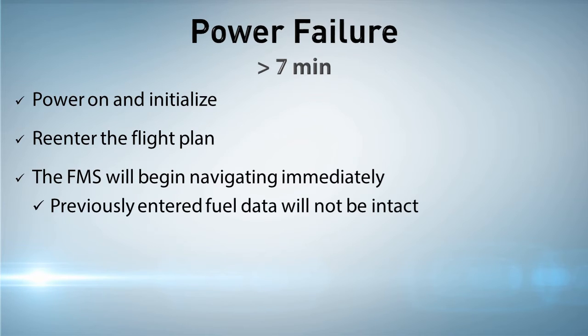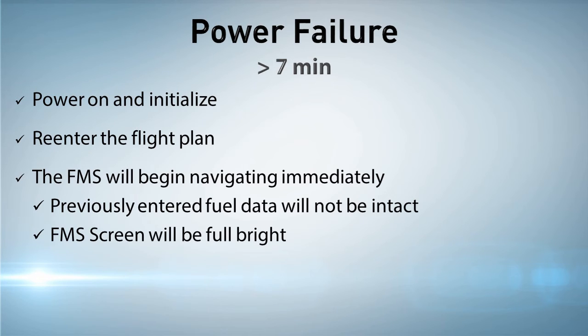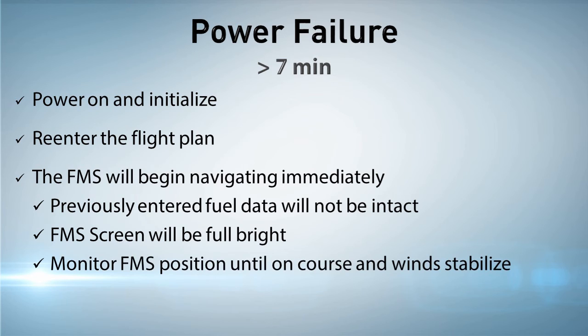Previously entered fuel data under the Fuel function key will not be found intact. Following a power loss, the current fuel on board must be re-entered along with other fuel page initialization information. Loss of power will cause the FMS screen to go full bright when power is restored. Monitor the FMS position until the aircraft is back on track and the winds on the nav page stabilize.